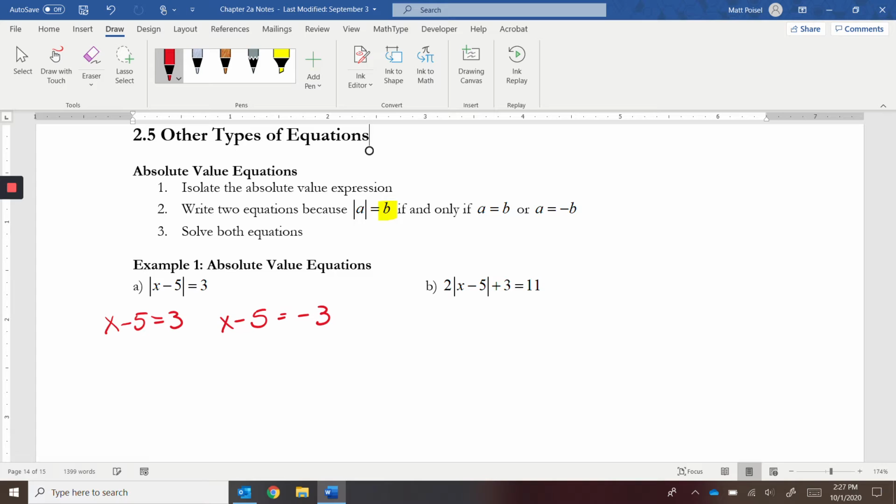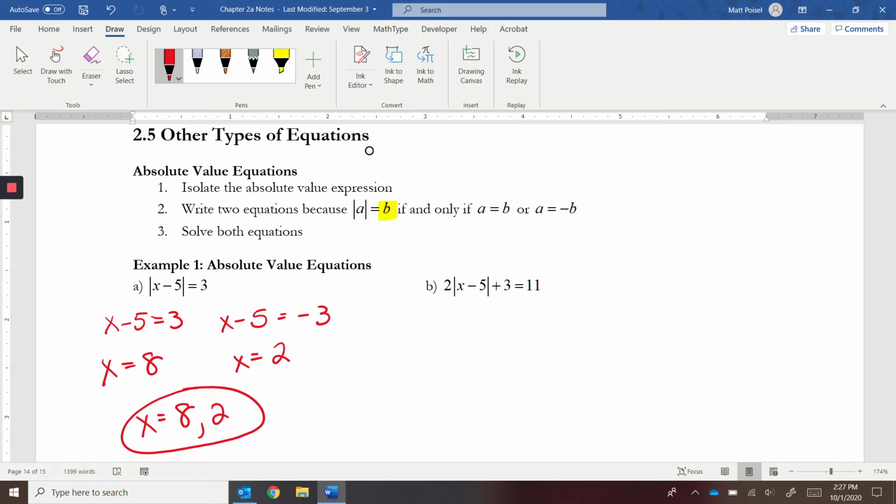There's my second equation. You'll notice that the stuff inside of the absolute value does not change. It's just the constant number that's not inside the absolute value. Now I'm going to add 5 to both sides, and I'll get 8 there. Add 5 to both sides, and I'm going to get 2 there. So our two answers for this one are 8 and 2.